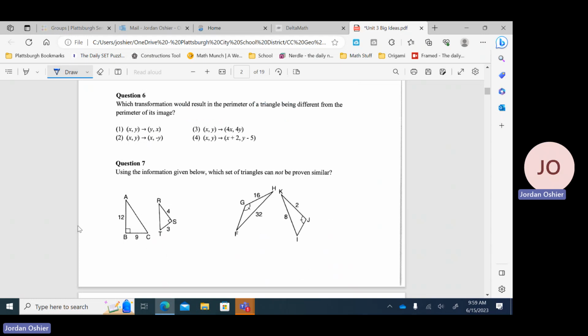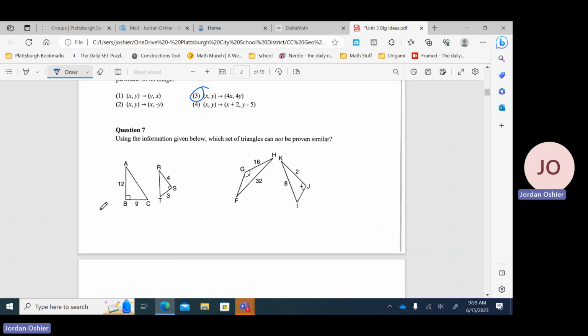Same question here with number 6. It's asking which one is going to change size because it's saying the perimeter is different. That's going to be the dilation. This time, instead of having the word, you have to find it. Whenever multiplication occurs, something gets bigger or smaller. So that's why it's choice 3.